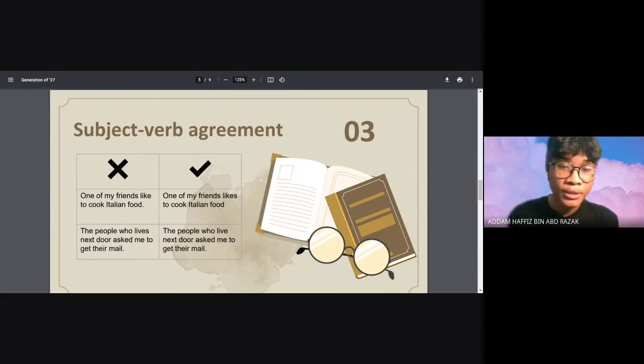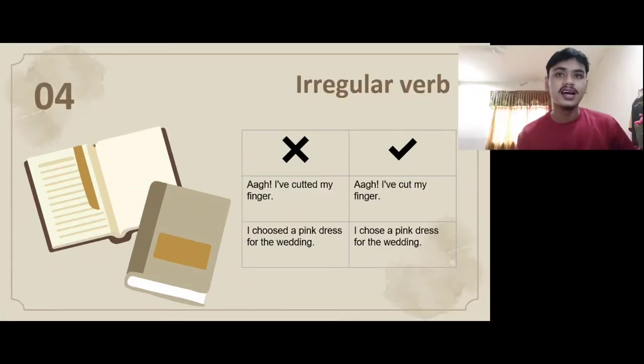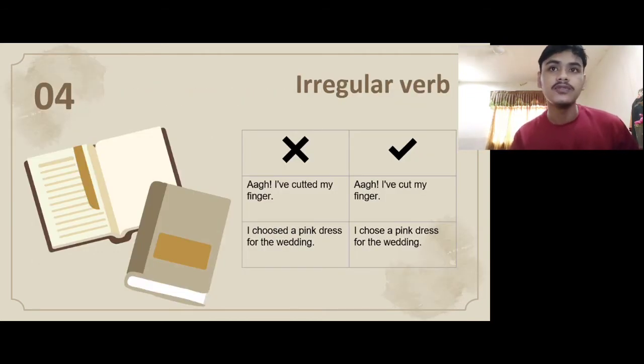Next, I will be passing the presentation to Ikra to explain the next grammatical errors. Hi, I am Ikra and I'm going to continue the presentation by explaining the mistakes in irregular verbs, misusing apostrophes, it's versus its, and incomplete comparatives. So let's take a look at the first one, which is irregular verbs.